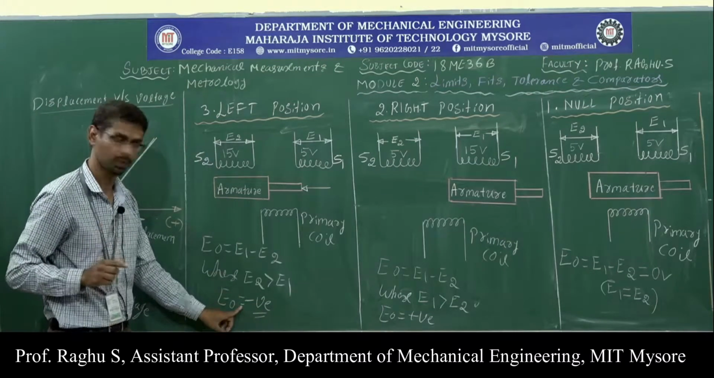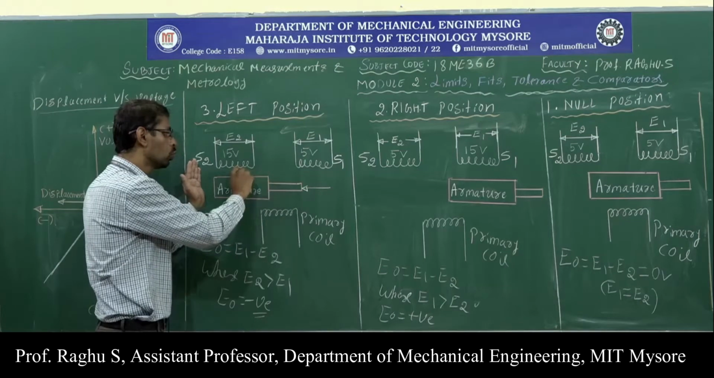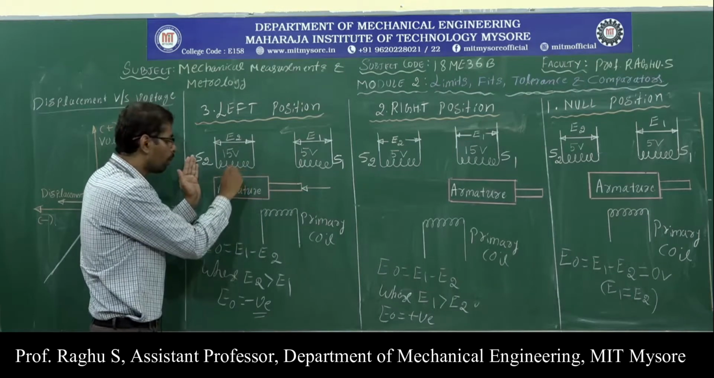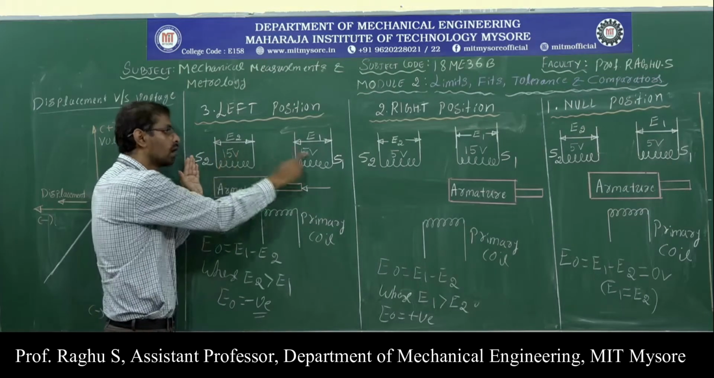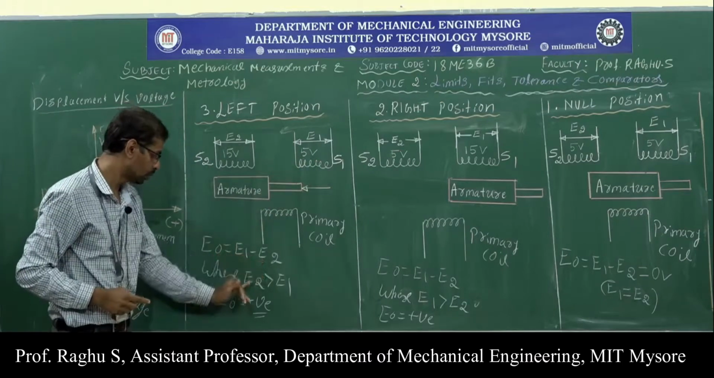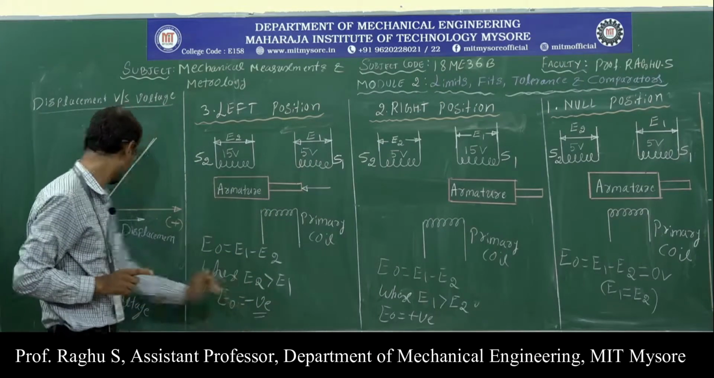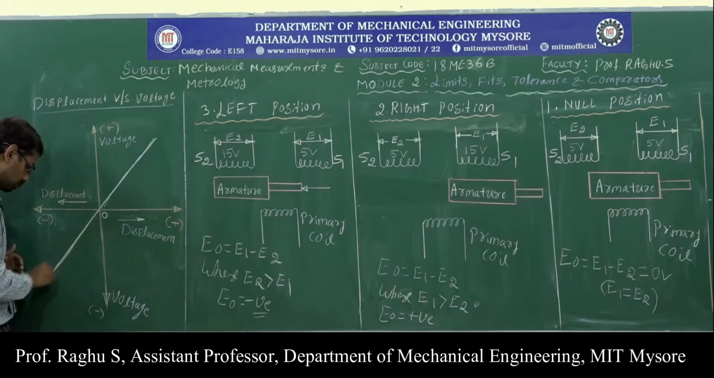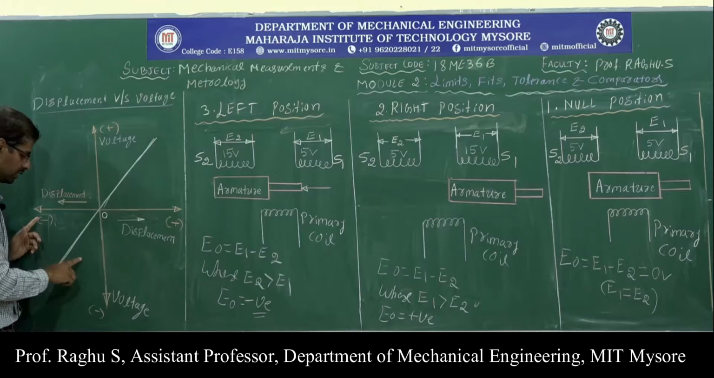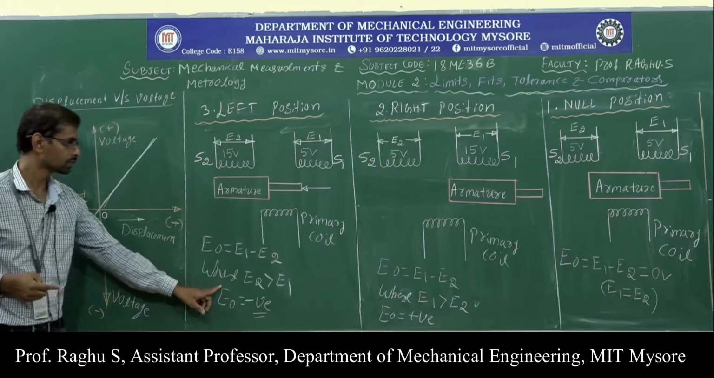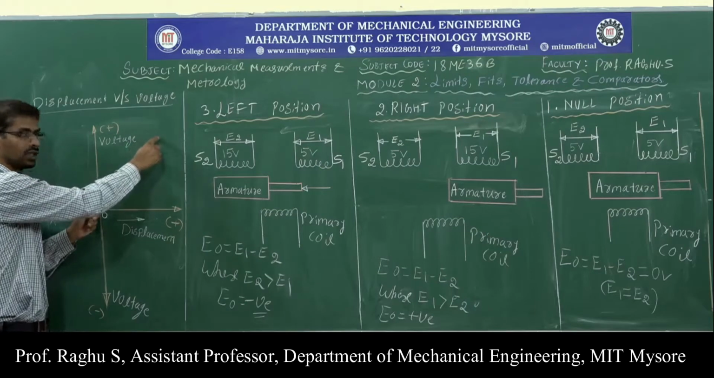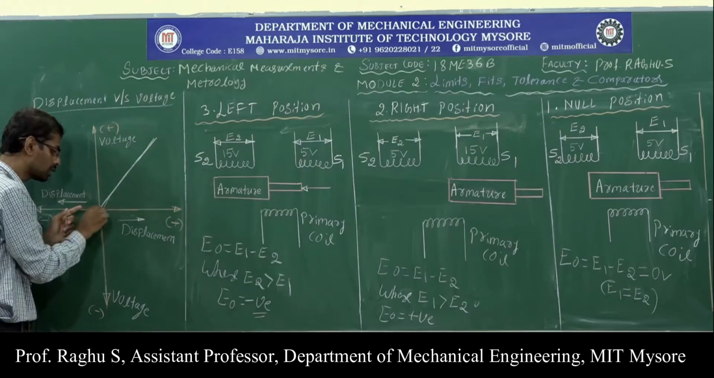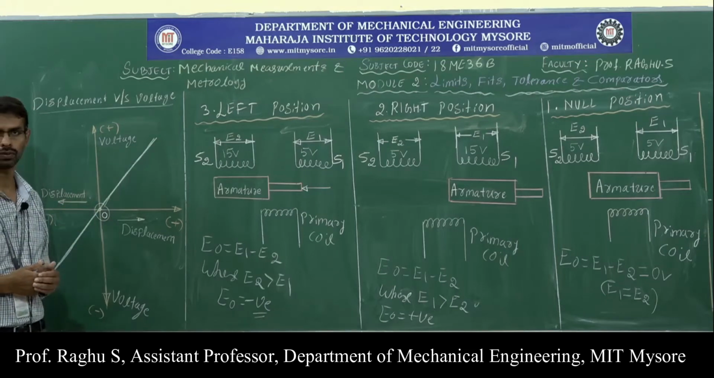Why is output voltage negative? Because armature core moves towards left side. Therefore, more magnetic coupling between armature and S2, so more voltage is induced compared to S1. Output voltage is E1 minus E2, where E2 is greater than E1, and we are getting negative voltage. It is represented like this. Since we are getting negative voltage, this portion represents the left side position, this graph represents the right side position, and origin represents the null position of armature core.